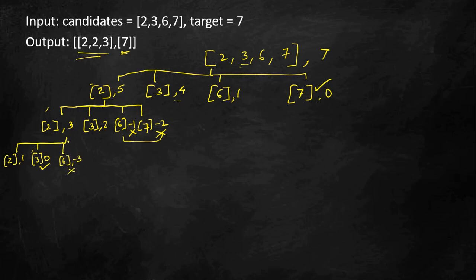from here, right? Similarly, if I use 7, the remaining will be 3 minus 7, which is minus 4. Here also I cannot go any further, right? Now this was the other branch, right? Let me draw it here.